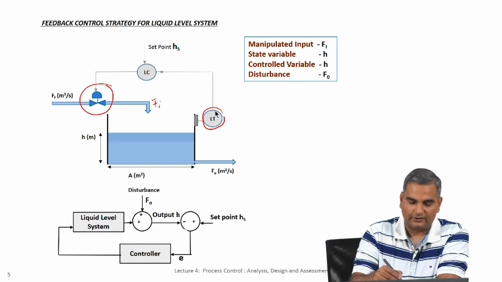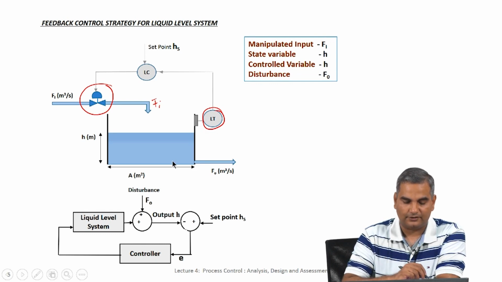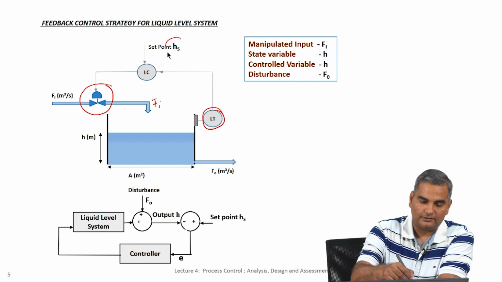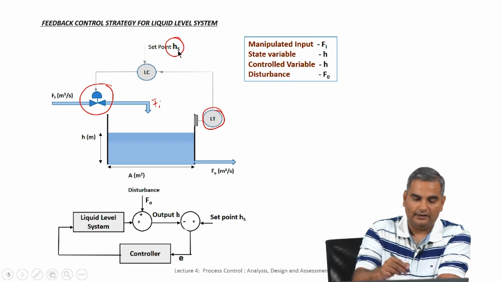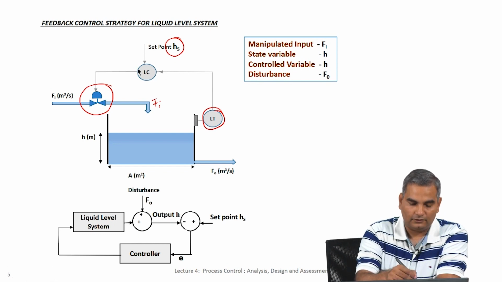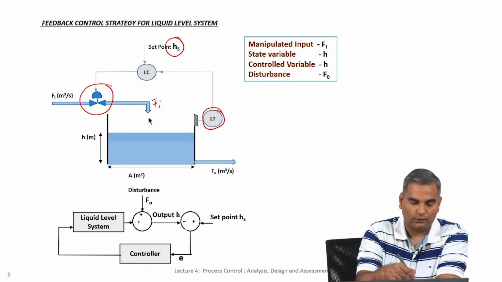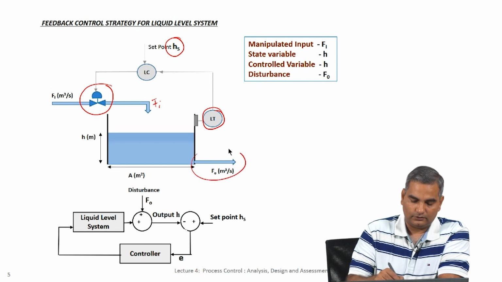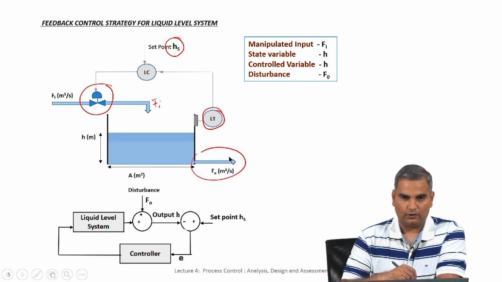LT stands for a level transmitter. Basically, this is a sensor that measures the level in the tank, and this information goes into the level controller. The level controller also needs the set point for the height. So, this is the actual measurement of the height, this is a set point, and the error between this and this is used by this level controller to go and manipulate this valve, so that the flow rate is changed. Notice that there is no control valve here. So, that basically means that depending on the height, the flow out is going to vary.